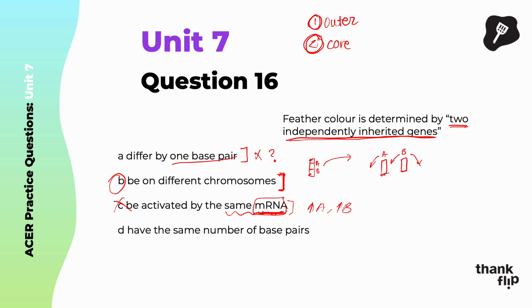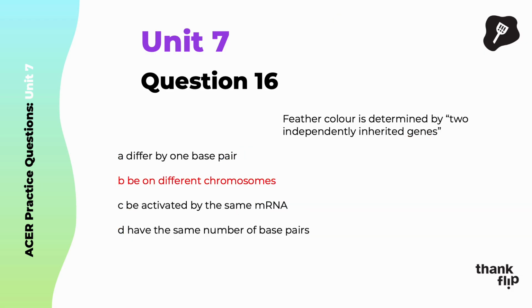Then you have, do they have the same number of base pairs? Again, if you know your genetics, you know that this is irrelevant to independent inheritance, so you can eliminate this. But also, there's no information really about the number of base pairs in the stimulus, so you could put a question mark. But because we're already relatively confident that B is the correct answer, we can eliminate these two and be fairly confident with answer option B. And there we go, B is the correct option.